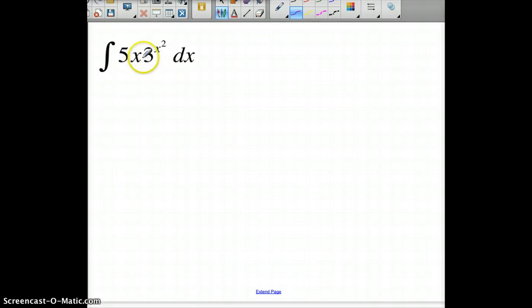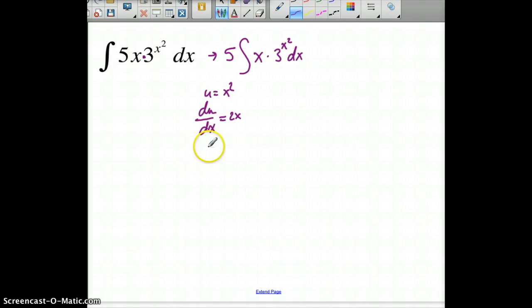Okay, what about this? It looks like it's a product. Here's our product. We could pull the 5 out, but we'd still have x times 3 to the x squared. But we do have a base to a power, so we know this is going to be an exponential situation. So we could pull the 5 out, and we'll have x times 3 to the x squared times dx. Choose u as x squared. Take the derivative of u. It's 2x. Multiply both sides by dx, divide by 2x. So solving for dx, you get du over 2x.